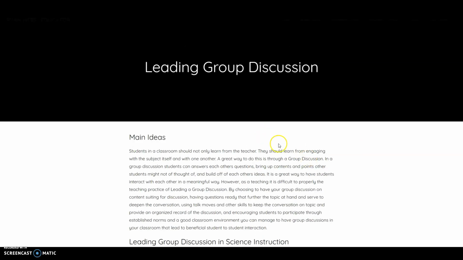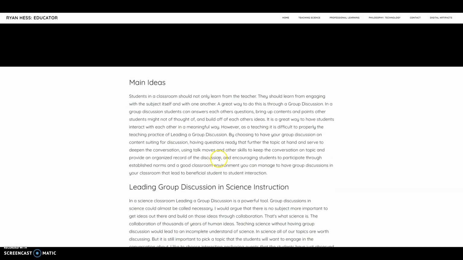And finally, we get to our last practice, leading group discussion. At this point, we get back to my original point that I made when starting out here. Students in a classroom shouldn't only learn from the teacher. They should learn from engaging with the subject and with one another. And I feel that group discussion really encapsulates the idea of students learning from one another.